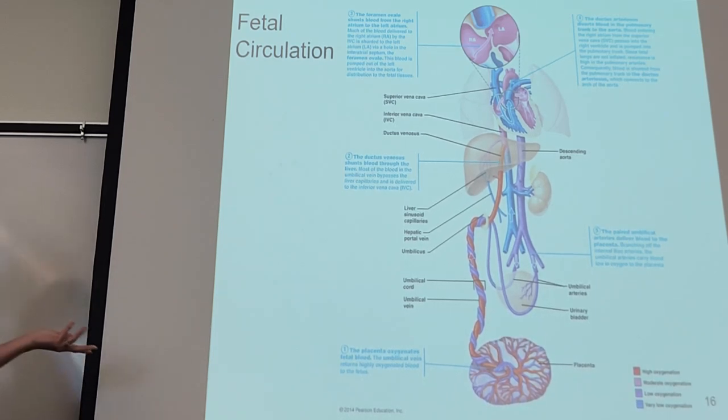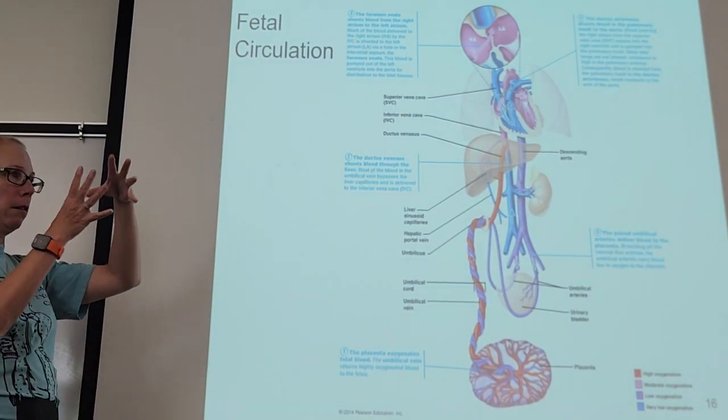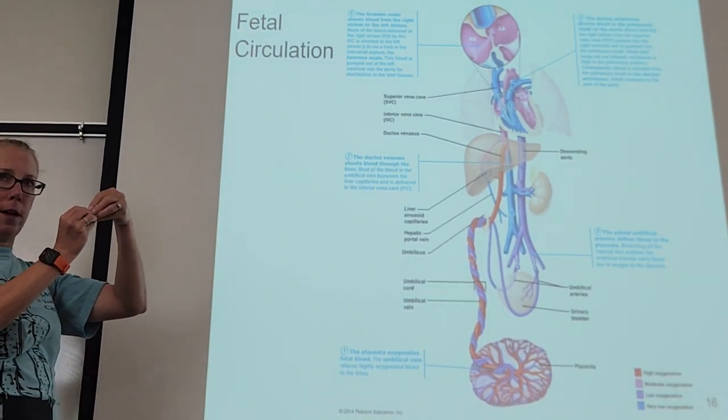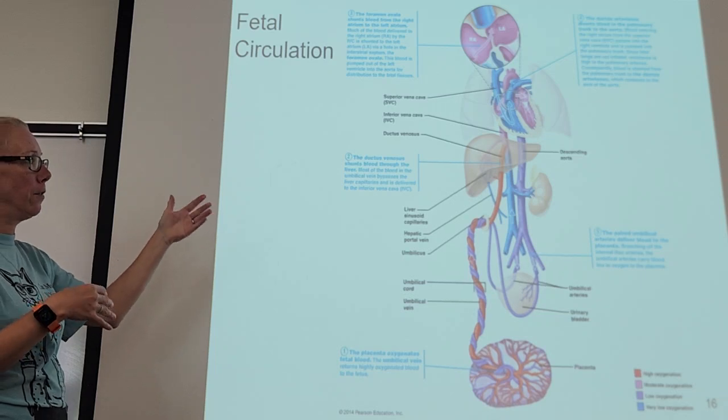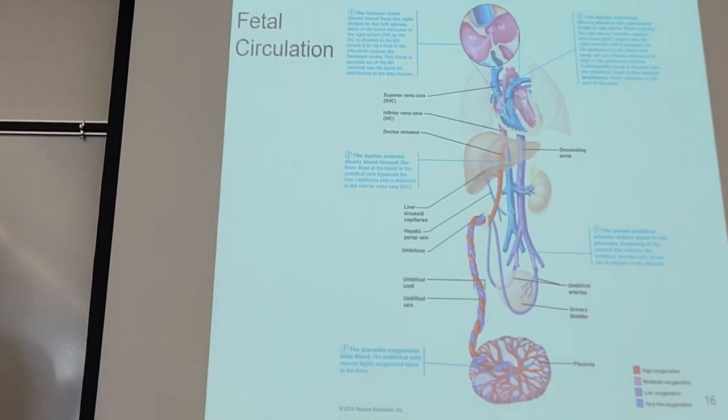So once a baby's born, the minute a baby's born, that foramen ovale seals up, and the ductus venosus and arteriosus become ligaments. And we'll learn those structures in lab.